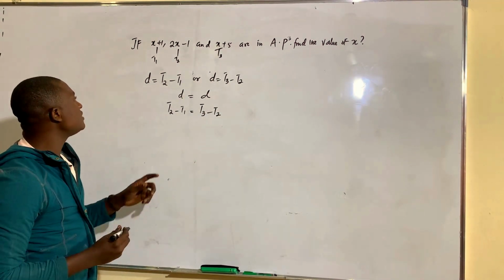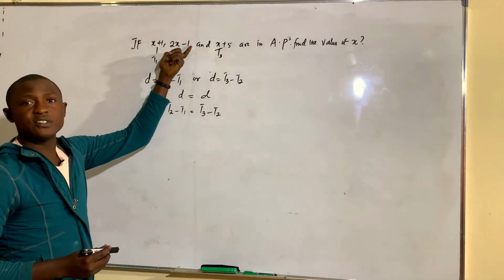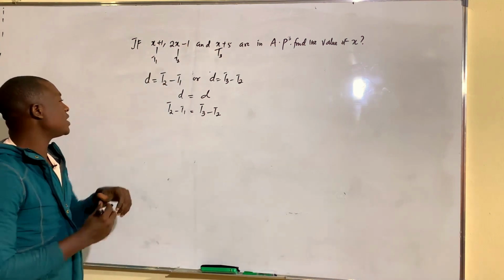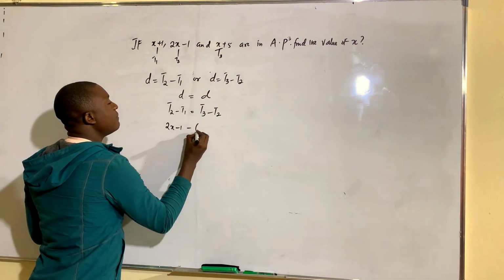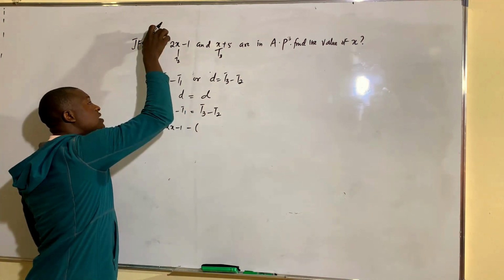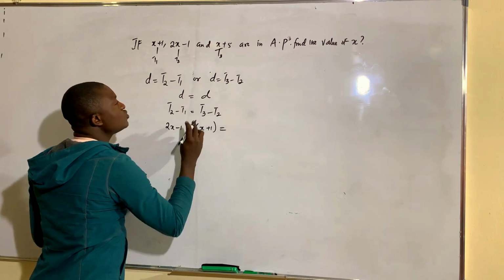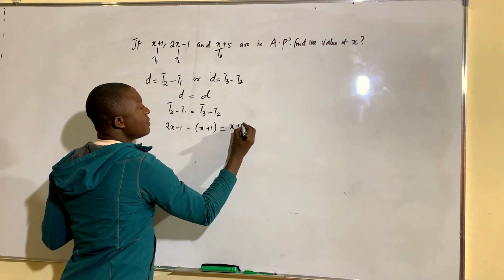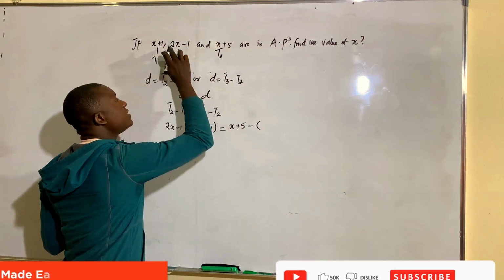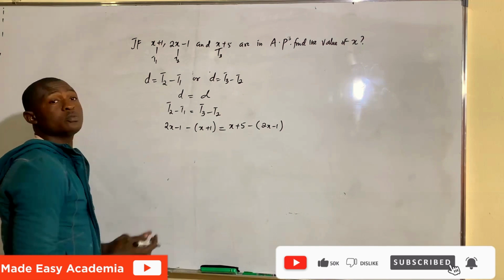So now let's check it here. What do we have as the second term? Exactly, the second term is 2x minus 1. That means I can have 2x minus 1 minus the first term, which is x plus 1, equal to the third term, x plus 5, minus the second term, 2x minus 1. You can see we just made a simple substitution.